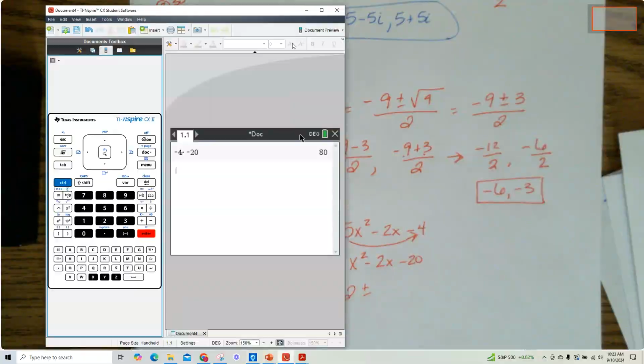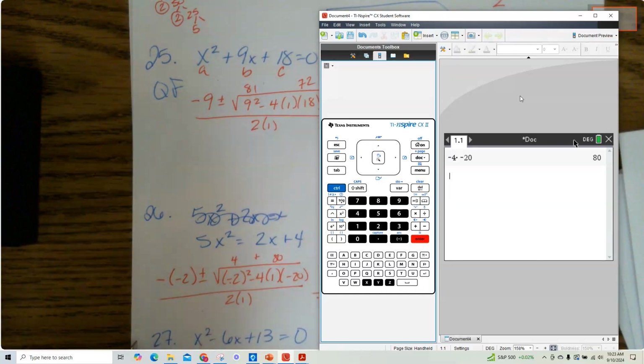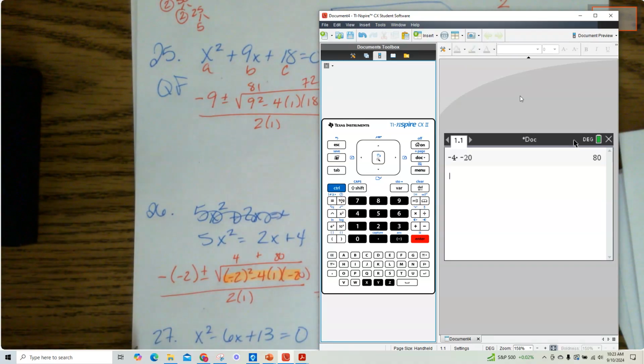The best way you can probably do this is to type in just what's underneath the square root, not the square root itself, okay? That's probably your best option for these to make sure that you're not missing a sign.